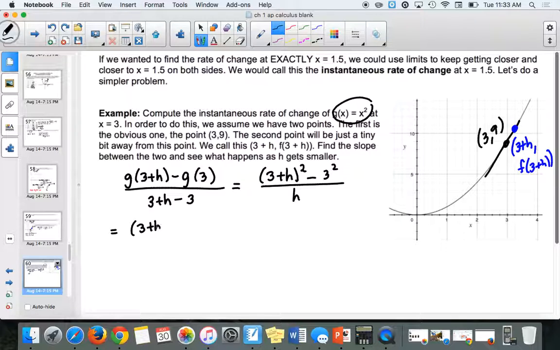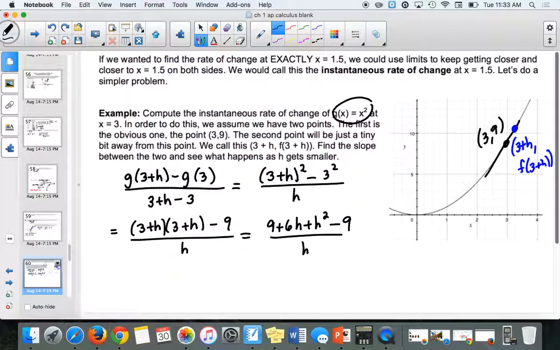So we're going to FOIL. We're going to do 3 plus h times itself minus 9 all over h. So we get 9 plus 6h plus h squared, all minus 9, all over h. I just FOILed it out. And the 9 and the minus 9 cancel. So we get 6h plus h squared all over h, which we can reduce out by h.